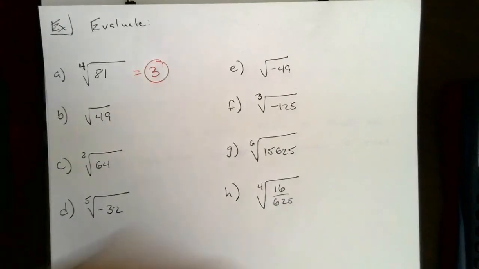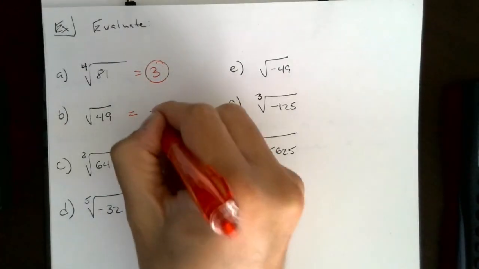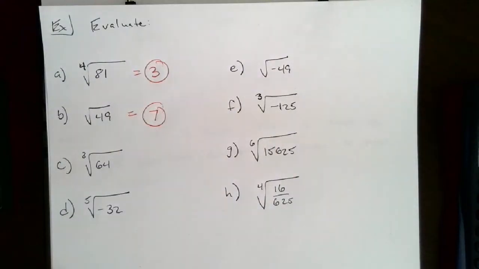Let's take a look at the next one. The next one is the square root of 49. So what number times itself would give you 49? Or what number squared gives you 49? Well, the answer there is 7.